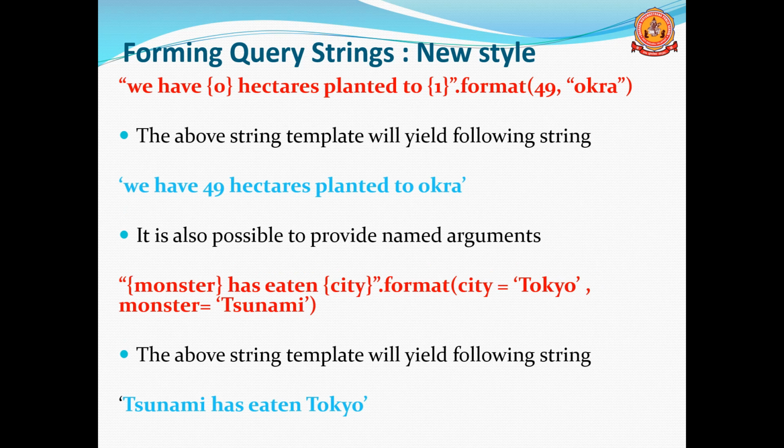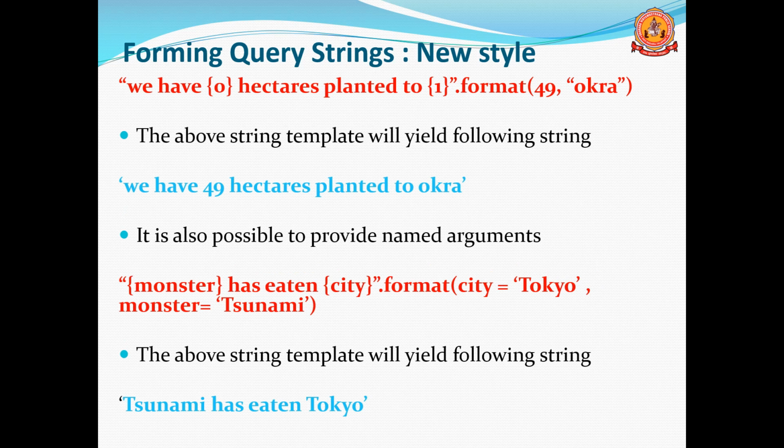In the first query, we can see 0 means the first value. In the case of a list or tuple, the first value is index 0, the second value is 1, the third value is 2, like that. So 0 is the first value, which is replaced by 49. So we have 49 acres planted to okra. Okra is the second, as {1} is given. So in the format function, the value at index 1 will be replaced. So this is actually the new method. Actually, the new method is easy.